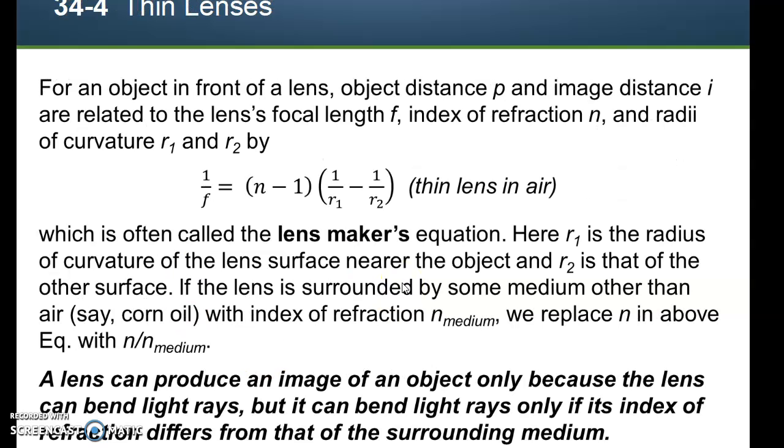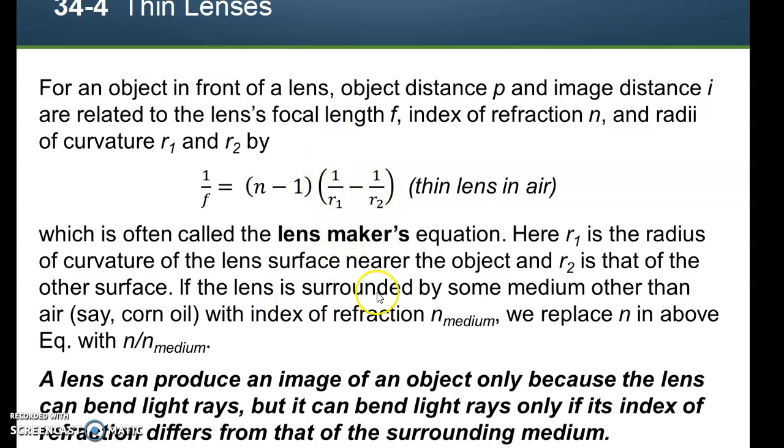Now we're going to talk about thin lenses. For an object in front of a lens, the object distance p and the image distance i are related to the lens focal length f, the index of refraction, and the radii of curvature, r1 and r2. This is called the lens maker's equation. This is for thin lenses in air. The radius r1 is the curvature of the lens nearest the object. r2 is the other surface. So this one is the one that's nearer the object. This is the other one.